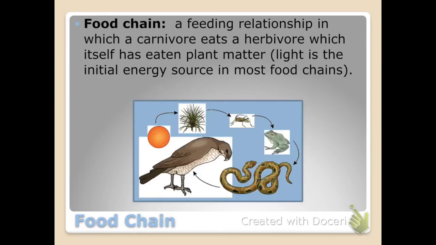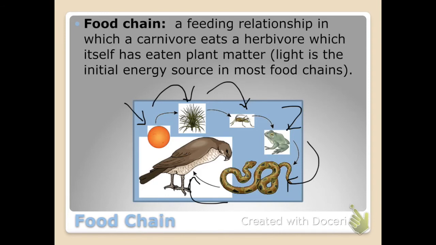Okay, so we have a couple of ways of organizing nutrition in an ecosystem, and one of those ways is by producing a food chain. A food chain represents a feeding relationship in which a carnivore eats an herbivore, which itself has eaten plant matter. There could be a couple of other steps in between, but as you can see in my example here, we've got energy entering from the sun, going to this grass. The grass is eaten by this grasshopper, eaten by a frog, eaten by a snake, eaten by a bird.